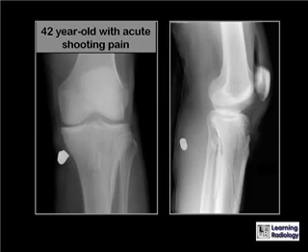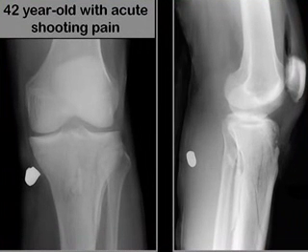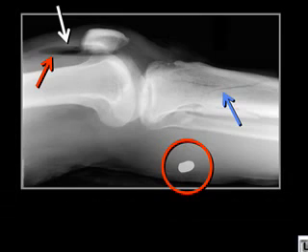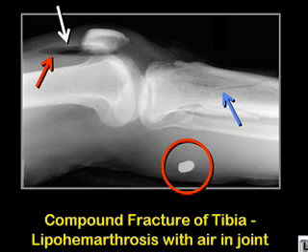This is a 42-year-old with acute shooting pain in the knee. What do you see? Well, in the lateral view in particular, you can see there is a bullet in the posteromedial aspect of the upper calf. The blue arrow is pointing to an open or compound fracture of the tibia, and the white arrow and red arrow are pointing to the presence of not only a lipohemarthrosis, but air in the joint space as a result of the open fracture.